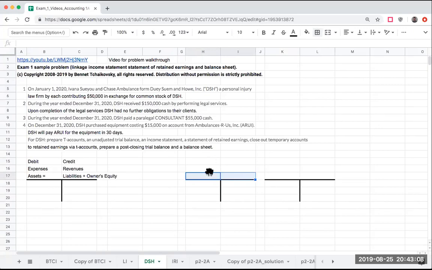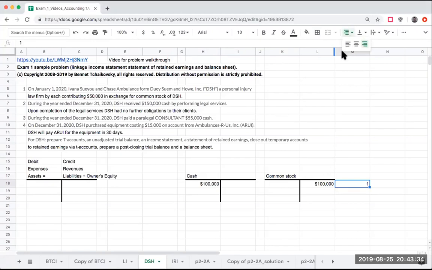Cash, the $100,000 total. Right, so I'm going to debit cash for $100,000, absolutely correct. And for every debit, I need a credit. What account do I want to credit? Common stock. Now remember, when I've gone through and done this, I can say, does this make sense? And the reason we can say that it makes sense is because we come back over here and look at our T theory.